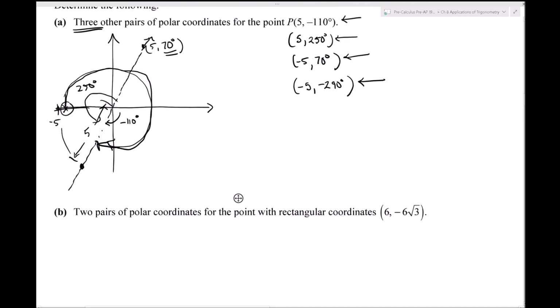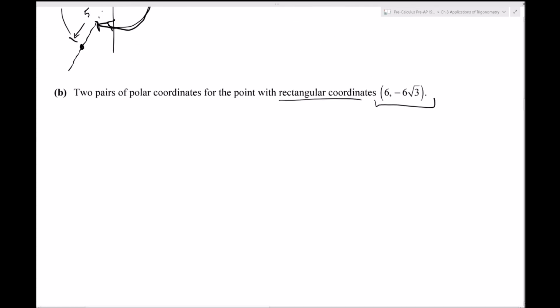Okay, so what they're going to give here are rectangular coordinates of those 2. Find 2 pairs of polar coordinates. So good, they're only going to make me find 2. I need to find r, and I need to find theta, and for that I need those equations. r squared, or you could do r, is the square root of x squared plus y squared. 6 squared plus negative 6 squared times 3 squared.